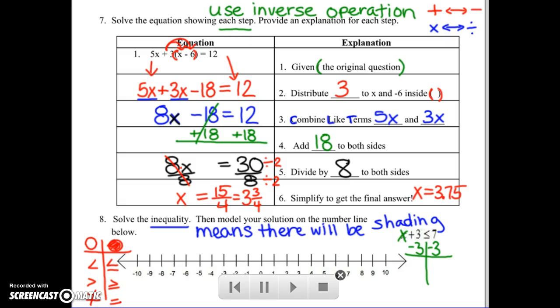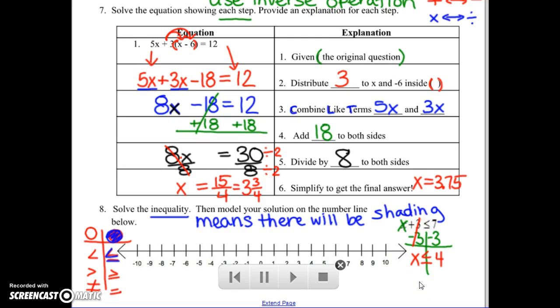Isolating x, we have to get rid of the plus 3. The opposite of plus 3 is minus 3. So we subtract 3 from both sides. The minus 3 and the plus 3 cancel each other out because they're inverses. 7 minus 3 is 4, and we drop down the sign. Remember, we only flip the sign on the inequality if we multiply or divide by a negative.